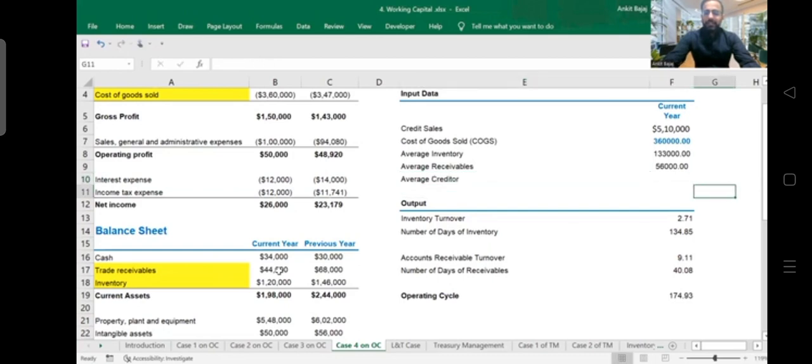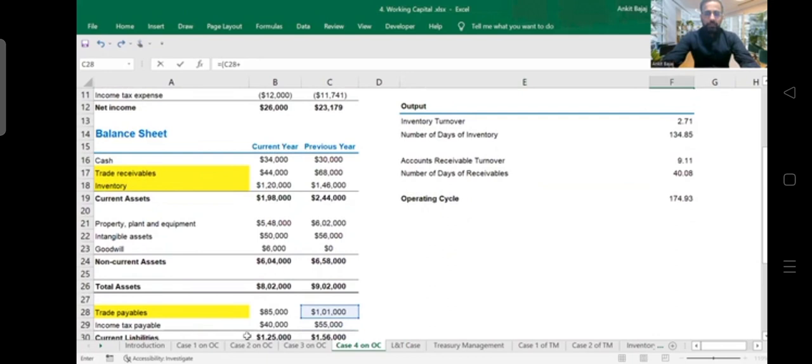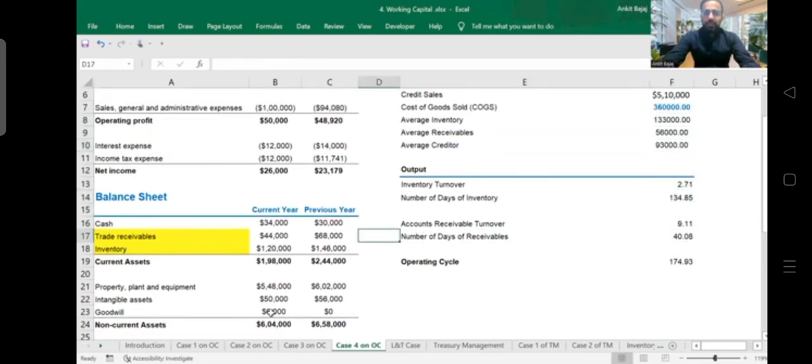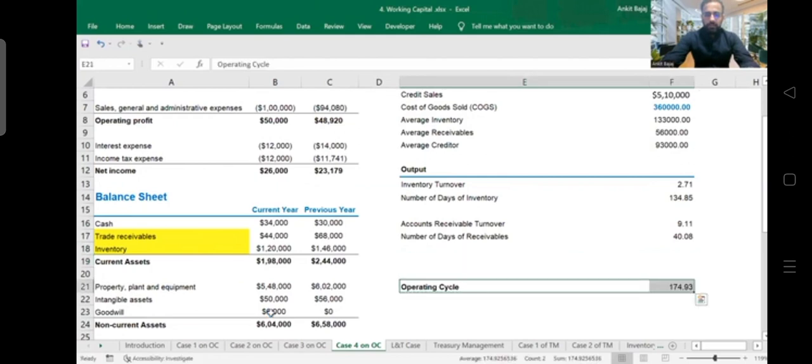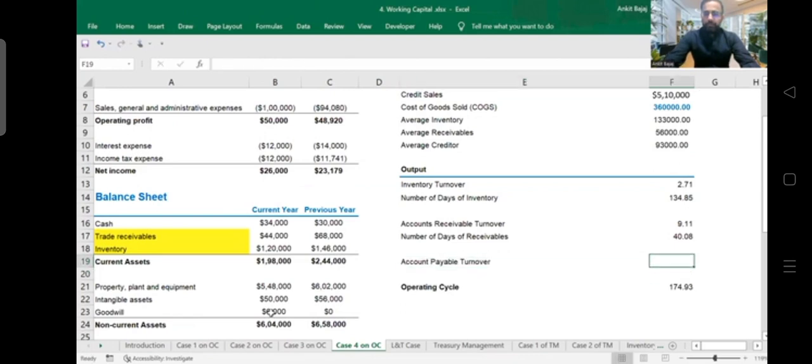So here average creditor is going to be, the formula is opening creditor plus closing creditor divided by 2, right? So that is going to be here 93,000. Now if I want to calculate account payable turnover, what is going to be the formula? COGS, and here we have to take COGS divided by average creditor, right? So that is going to be 3.8 times, right?